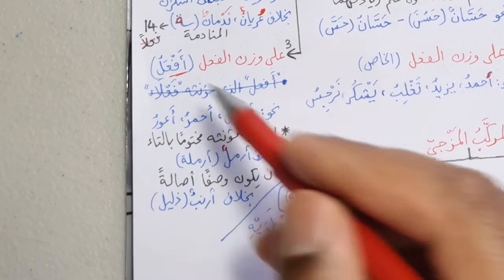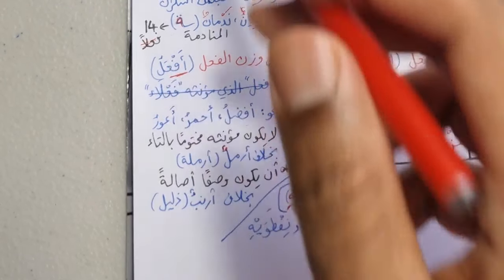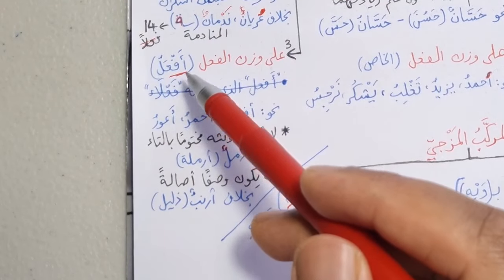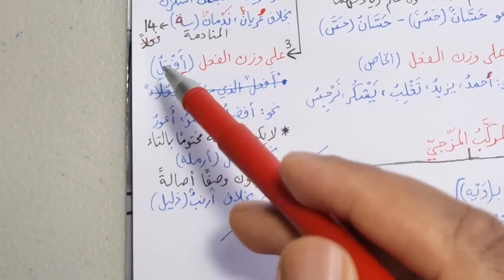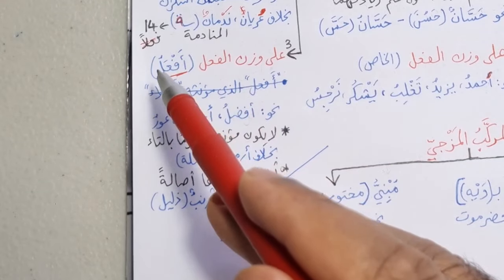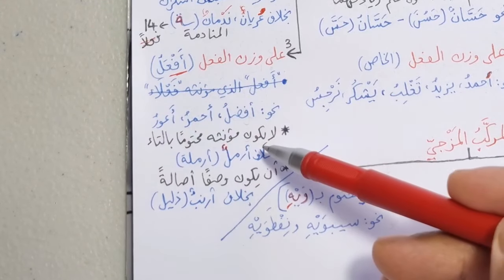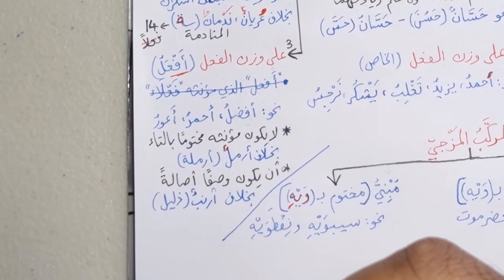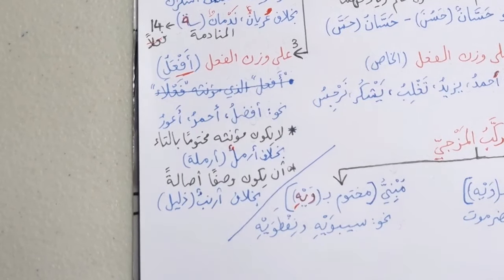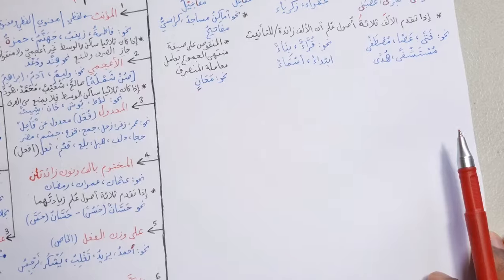So two conditions. For af'al to be mamnu' min as-sarf, its mu'annath must not have a ta marbuta, and it must be a sifa which is originally a sifa on this pattern af'al. So that excludes the likes of armalun and the likes of arnabun. طيب. We've completed the mamnu' min as-sarf. All that remains is the ahkam.